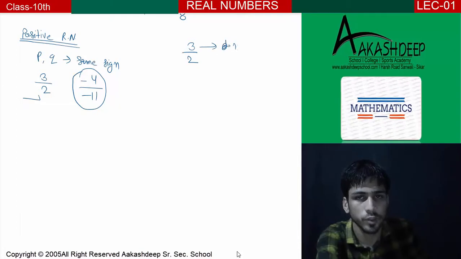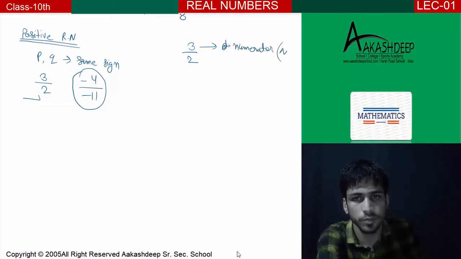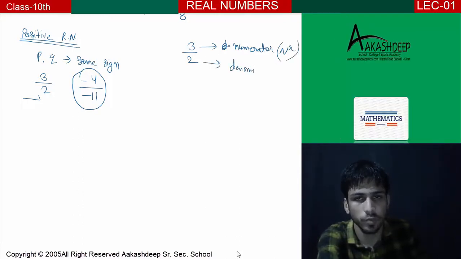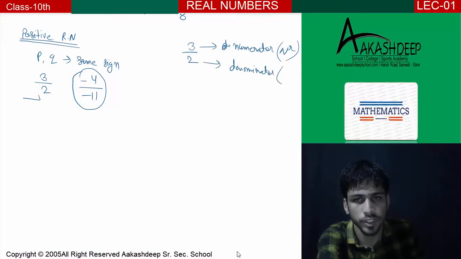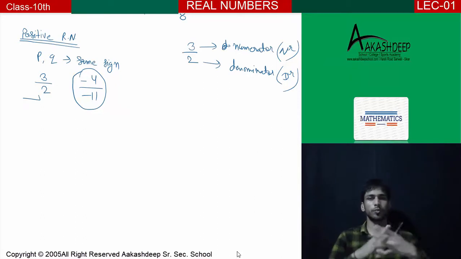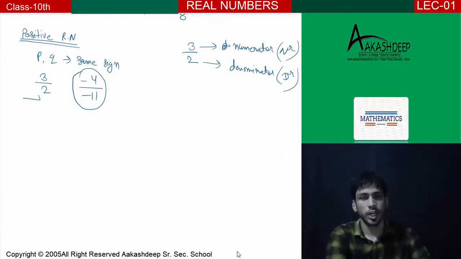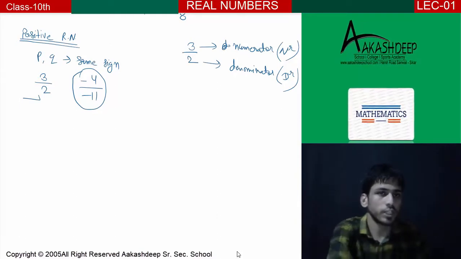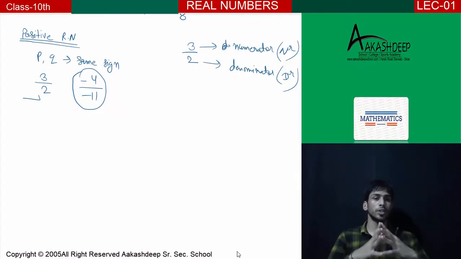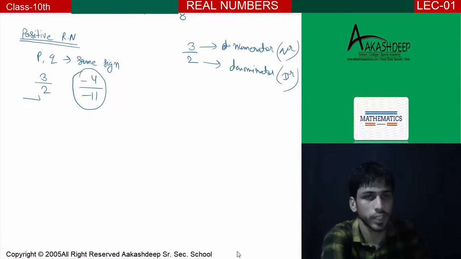Okay. So here one thing is, let's say if I am given 3 by 2, 3 is called the numerator, and in short we represent it by NR, and 2 is called the denominator, and in short we represent it by DR. It means in any fraction the number appearing at the top is called the numerator, and the number appearing at the bottom is called the denominator. Okay. So what is the definition of positive rational number? Positive rational numbers are those rational numbers in which numerator and denominator both must have same sign.